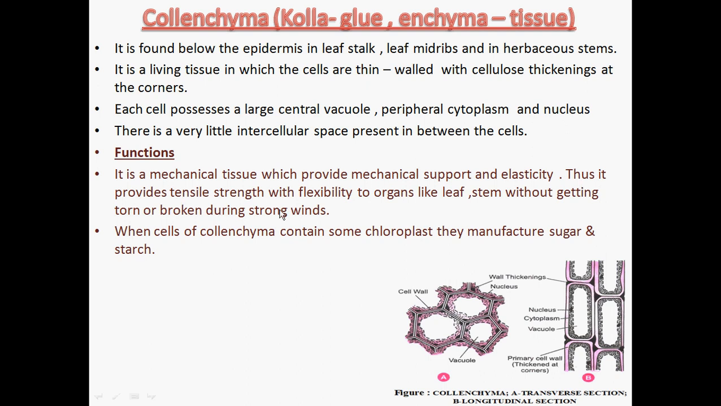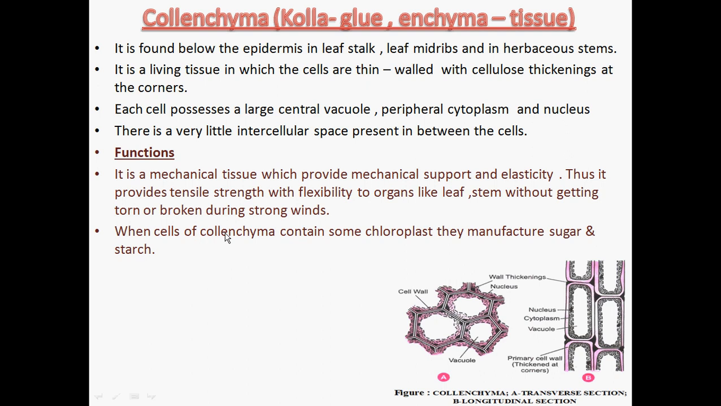Thus it provides tensile strength with flexibility to organs like leaf and stem, without getting torn or broken during strong winds. Suppose strong winds blow over the leaves and the different parts of the plant, this particular tissue, collenchyma, provides flexibility to the organs like leaf and stem, so that they do not get torn or broken because of the strong wind. Tensile strength means that if stretched, it will not break into pieces. Because of the cellulose thickening and the thick wall thickenings of the collenchyma, it provides a certain kind of tensile strength and flexibility to the plants.